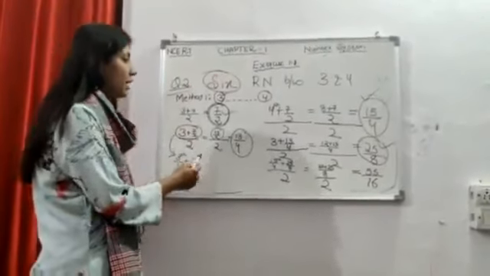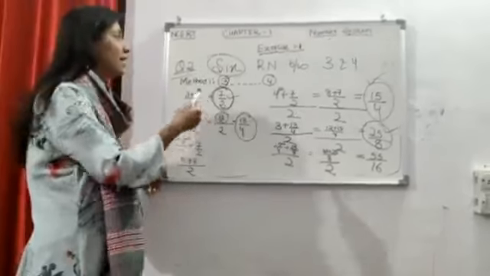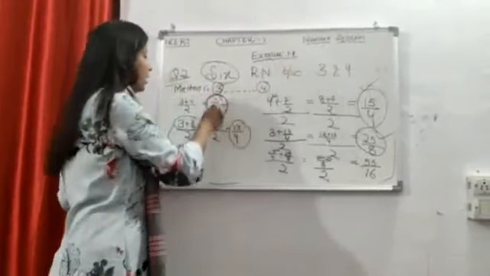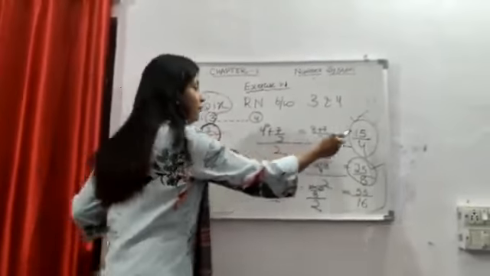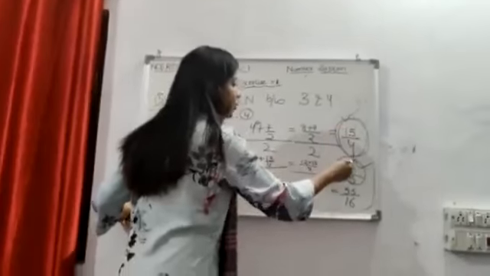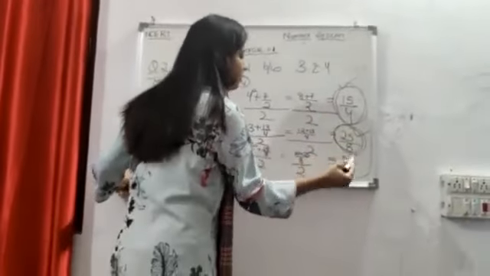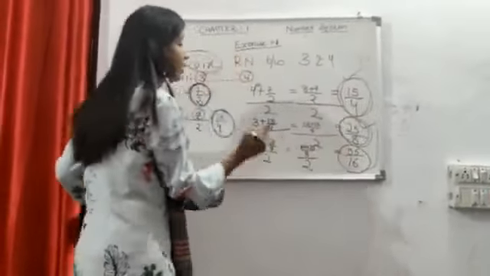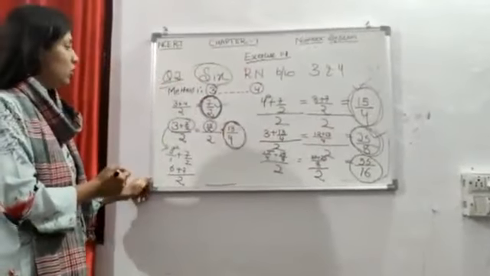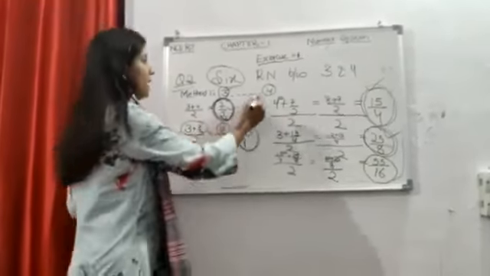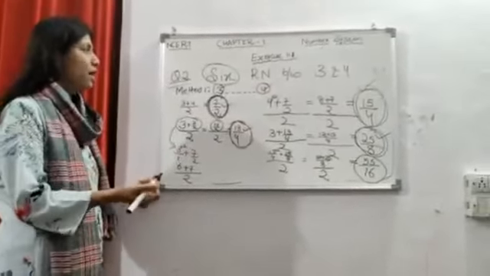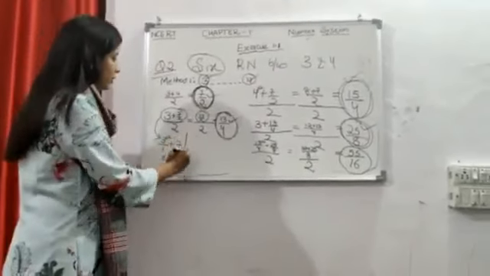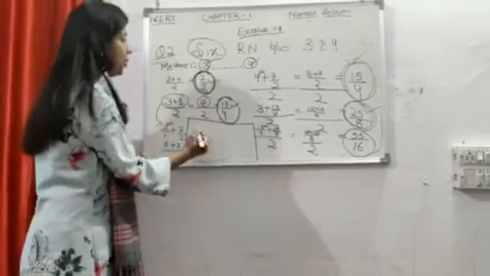So here we have to find how many numbers? 6 numbers between 3 and 4. The first is 7 upon 2, then 13 upon 4, then 15 upon 4, then 25 upon 8, then 55 upon 16. One more number we have to find. So what we will do is take the combination of 4 and 13 upon 4. So let's find the mean of 4 and 13 upon 4.